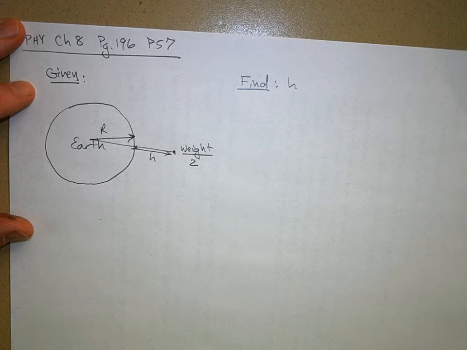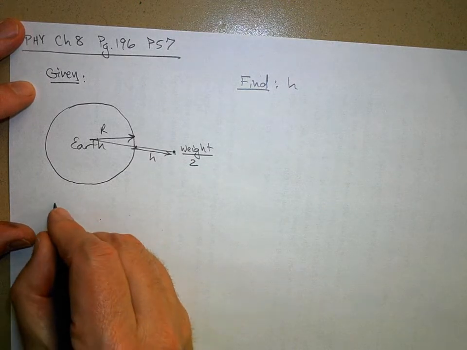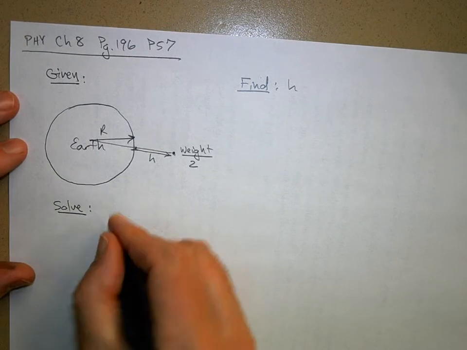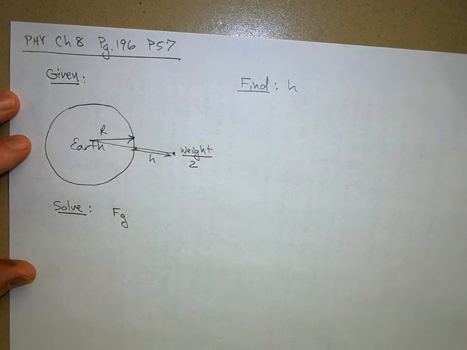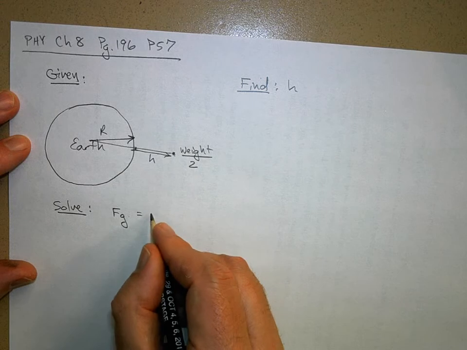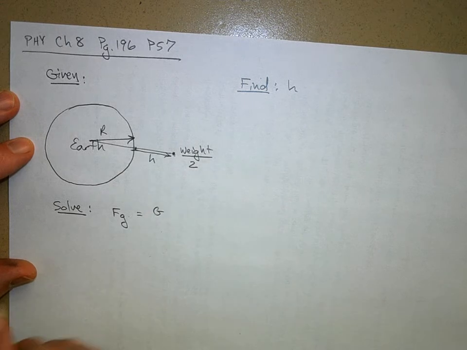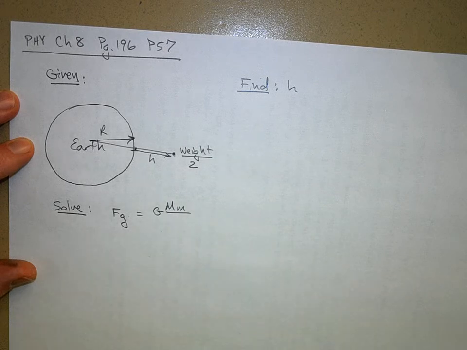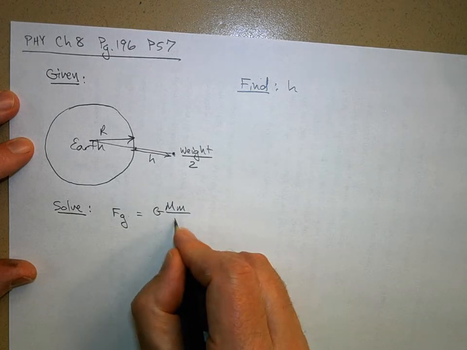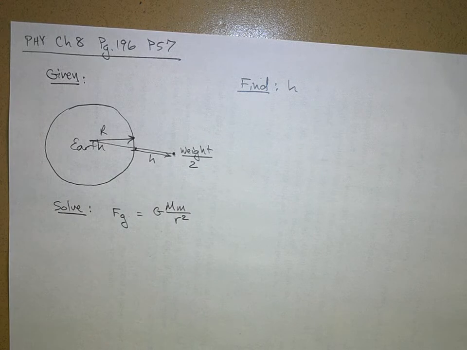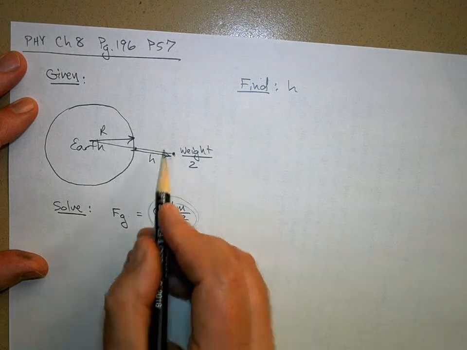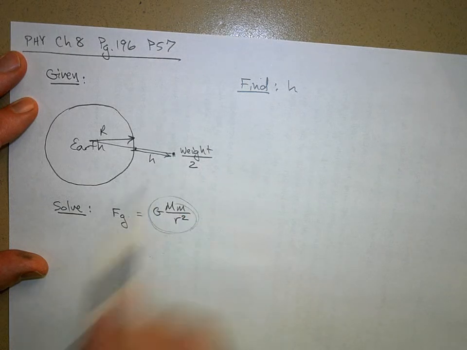Okay. So let's solve it. Now we know that the force of gravity is equal to big G times the mass of the Earth times the mass of the object divided by r squared. Now this is our weight at this location in space.